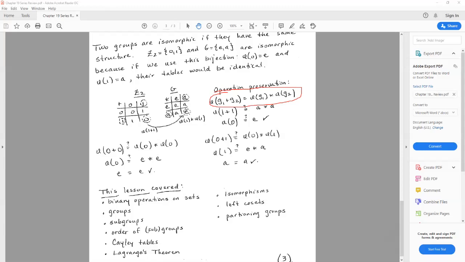We talked about the order of groups and subgroups. We looked at Cayley tables. We discussed Lagrange's theorem. We did not do any proofs on Lagrange's theorem. We did do some applications. We talked about isomorphisms. We talked about left cosets and partitioning groups. I hope this overview is helpful, and I appreciate your listening.